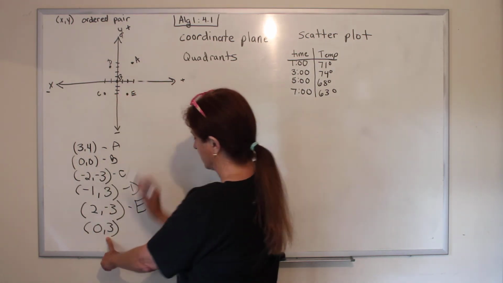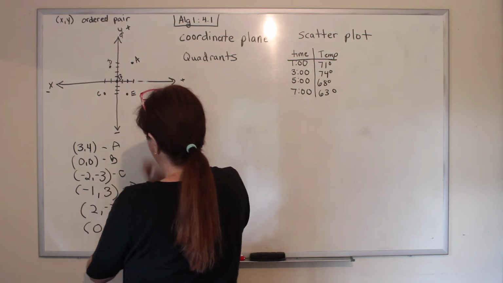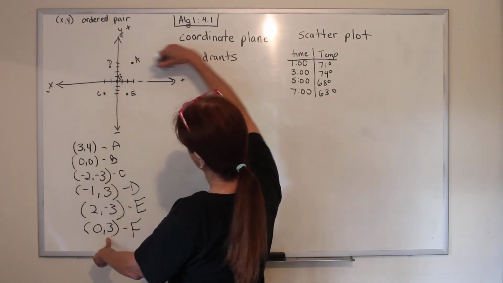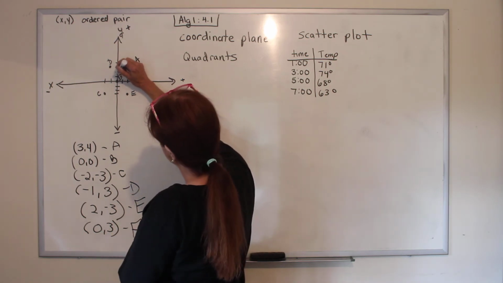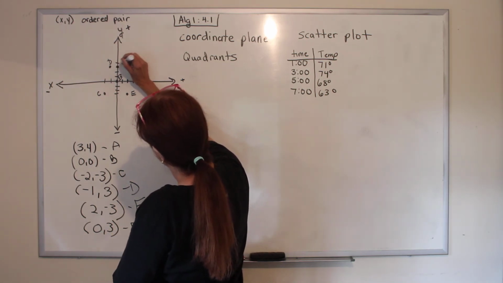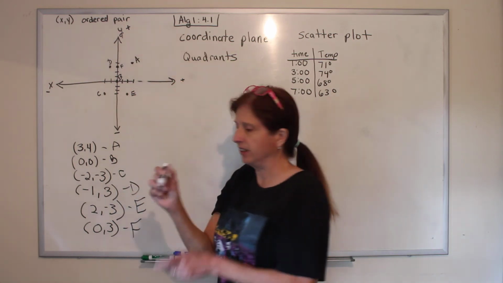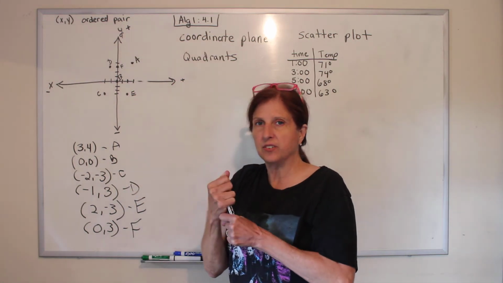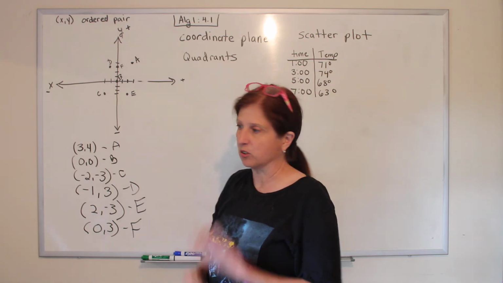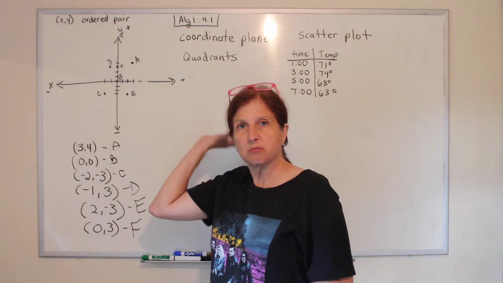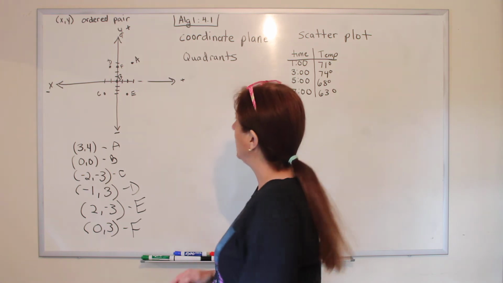Okay, and here is going to be F. X is 0. That means we don't go up, we don't go back, we stay right where we are. And y is 3. 1, 2, 3. There's the dot. And there's F. All right. I have a lot of kids who are in Algebra 1 and they've never done this before. So if you've never done that before, it's fun and easy. You'll do great.